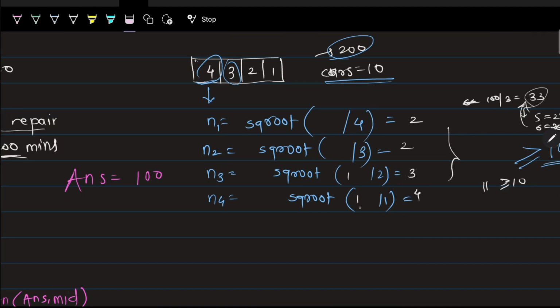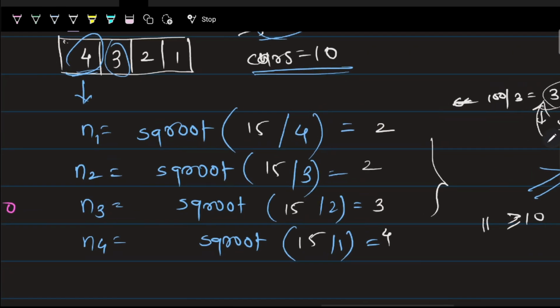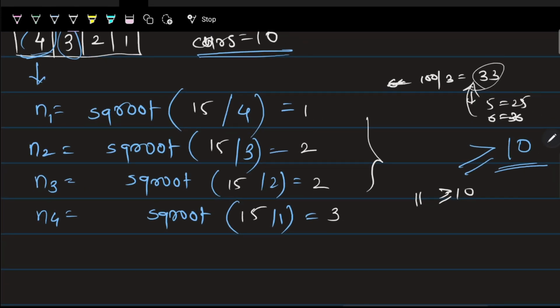For 15, let's try it, right? So I will just say 15, 15, 15. So 15 by 4, that is somewhere 3, square root is 1. So I will just erase this and put 1. 15 by 3, that is 5, square root of 5 is 2. 15 by 2, that is 7.5, so square root of 7.5 is 2 only, because I will take floor. 15 by 1, square root of 15, I will just keep it as 3. So 3 plus 2, that is 5, 5 plus 2, 7, plus 1, 8. So 8 in this scenario is not greater than or equal to 10.